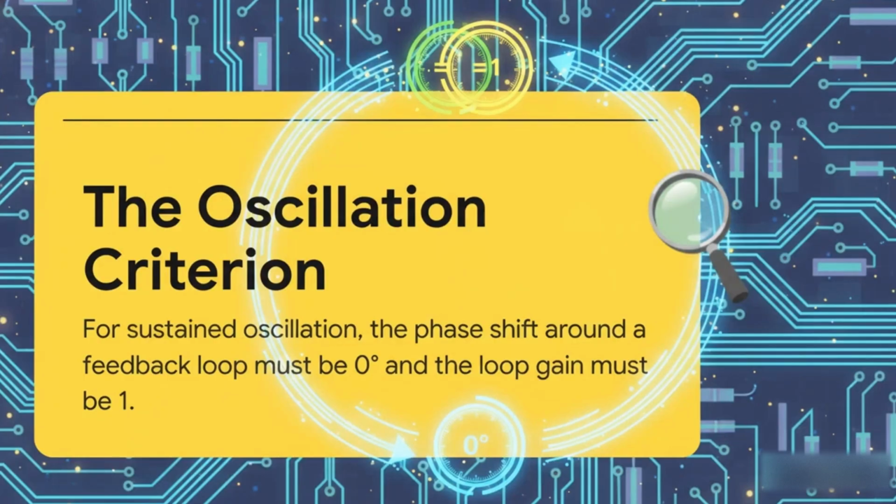And here it is. This is the recipe, the two golden rules for making it happen. First, the signal has to loop back on itself perfectly in phase. That's the 0-degree phase shift part. It has to reinforce itself, not fight against itself. And second, the loop gain has to be exactly 1. Not 0.99, not 1.01, exactly 1. Any less, and the wave just fizzles out and dies. Any more, and it spirals out of control into a distorted mess.